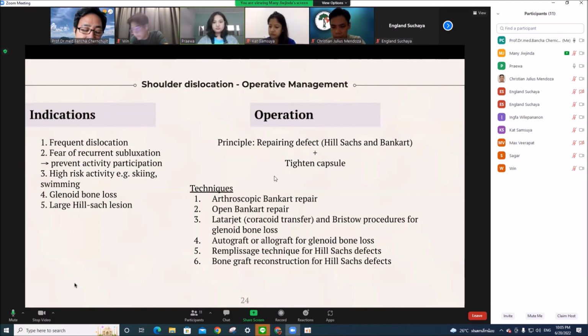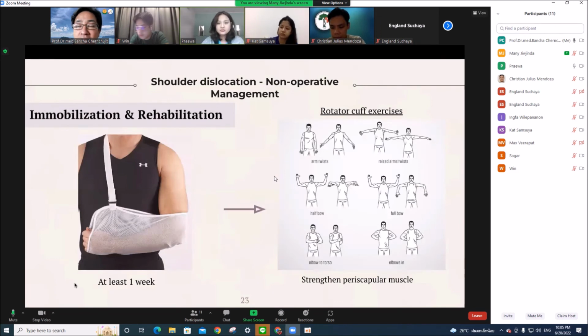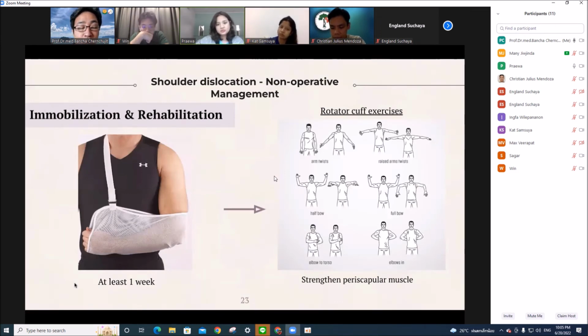So in case the patient has a simple dislocation, the pain will be gone very fast, like 1 or 2 weeks. So a sling for 1 or 2 weeks is enough, right? But if the patient has persistent pain, I mean, after 3 weeks, after 4 weeks, the patient still has pain.